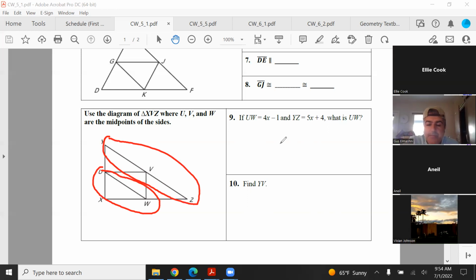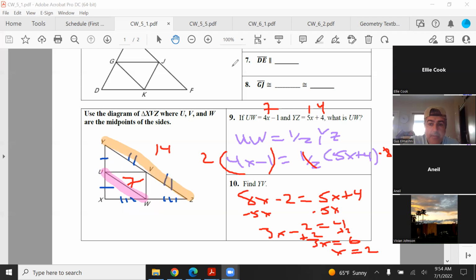Ellie, go ahead. I was wondering if you could go back so I can finish writing down number 9. Sure. Thank you. This one here? Oh, yeah, sorry. Yeah, no problem.